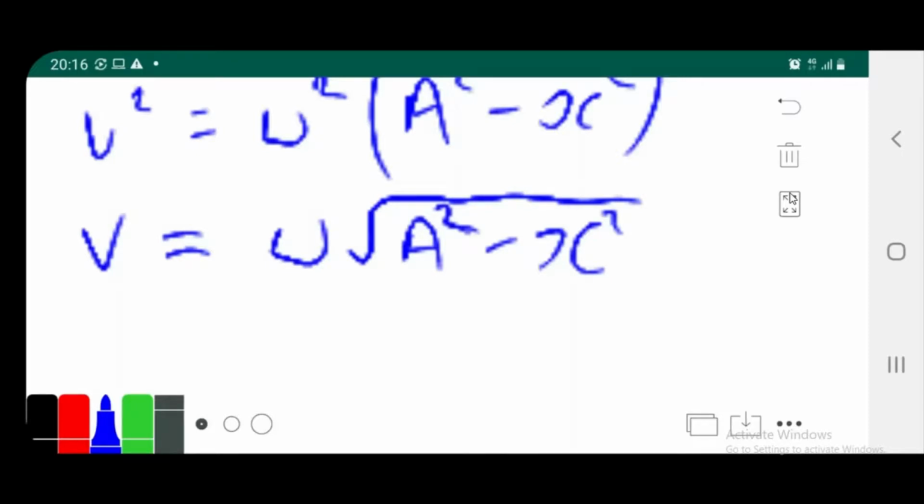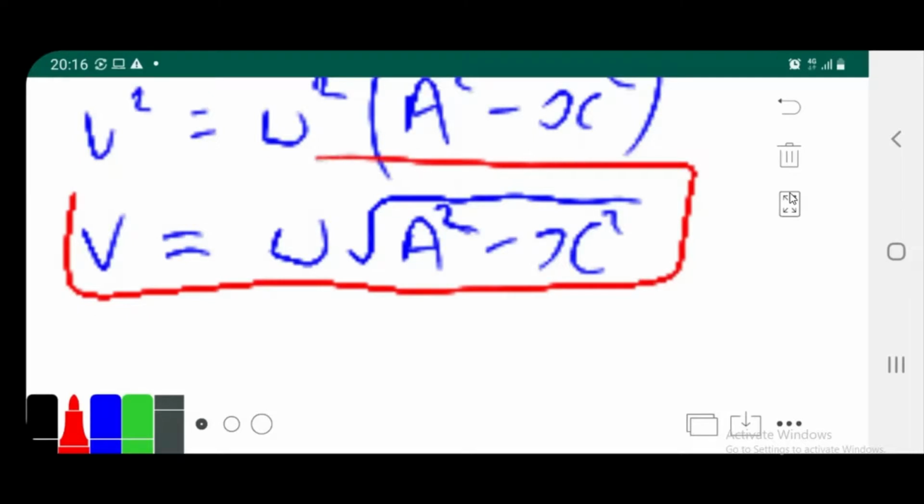Now in your A-level physics, you actually need to remember this. I think it's given in the formula sheet. That's a key formula we need to remember, and that's just giving you a bit of context to where it comes from.